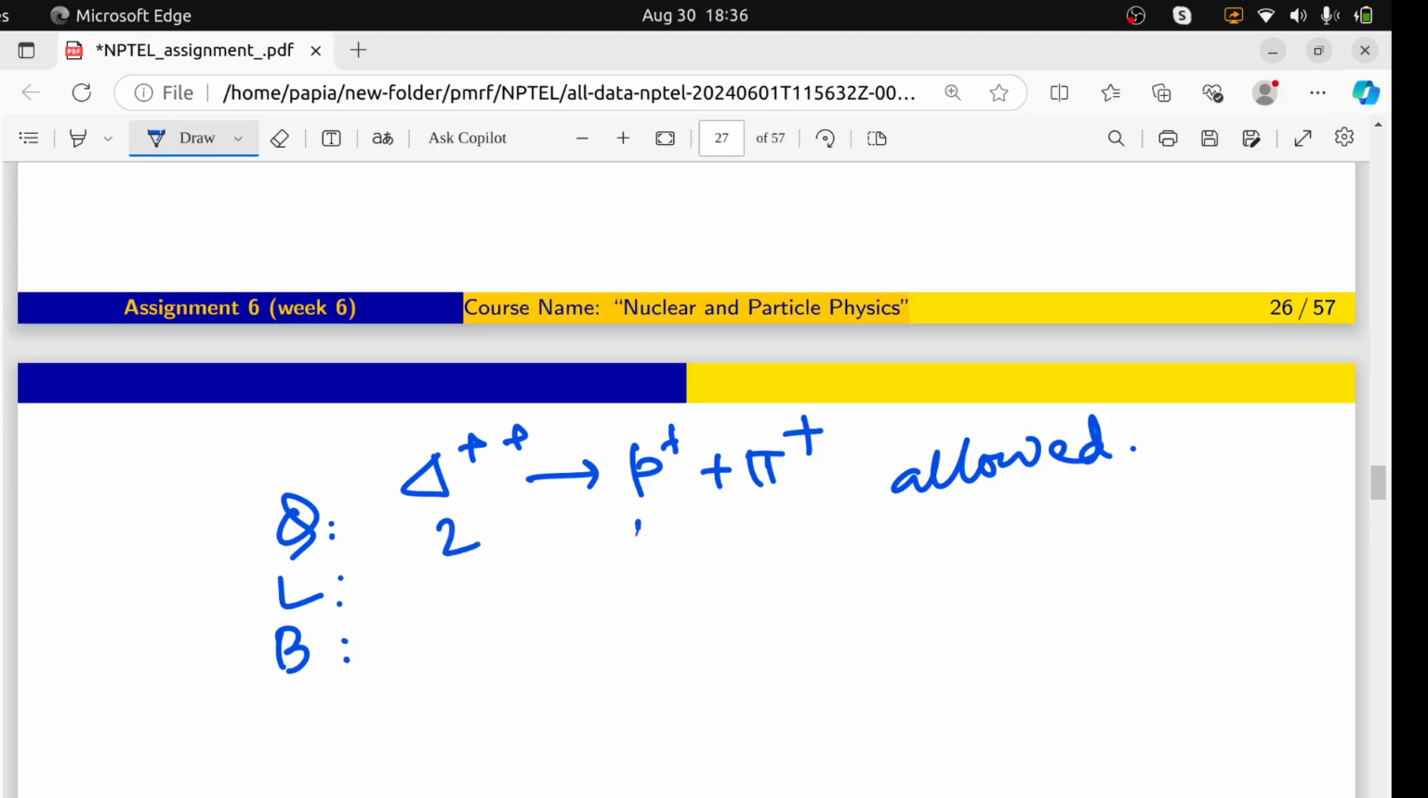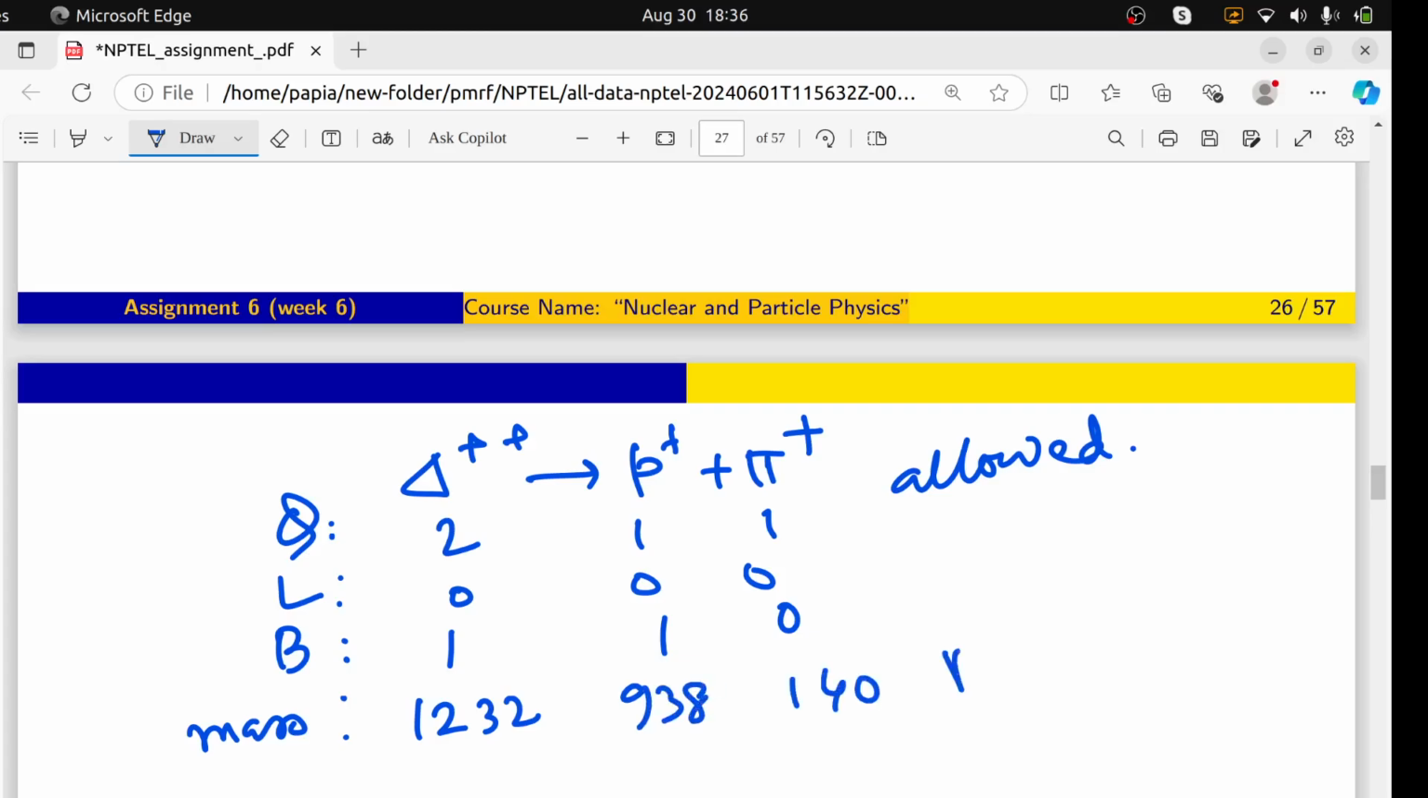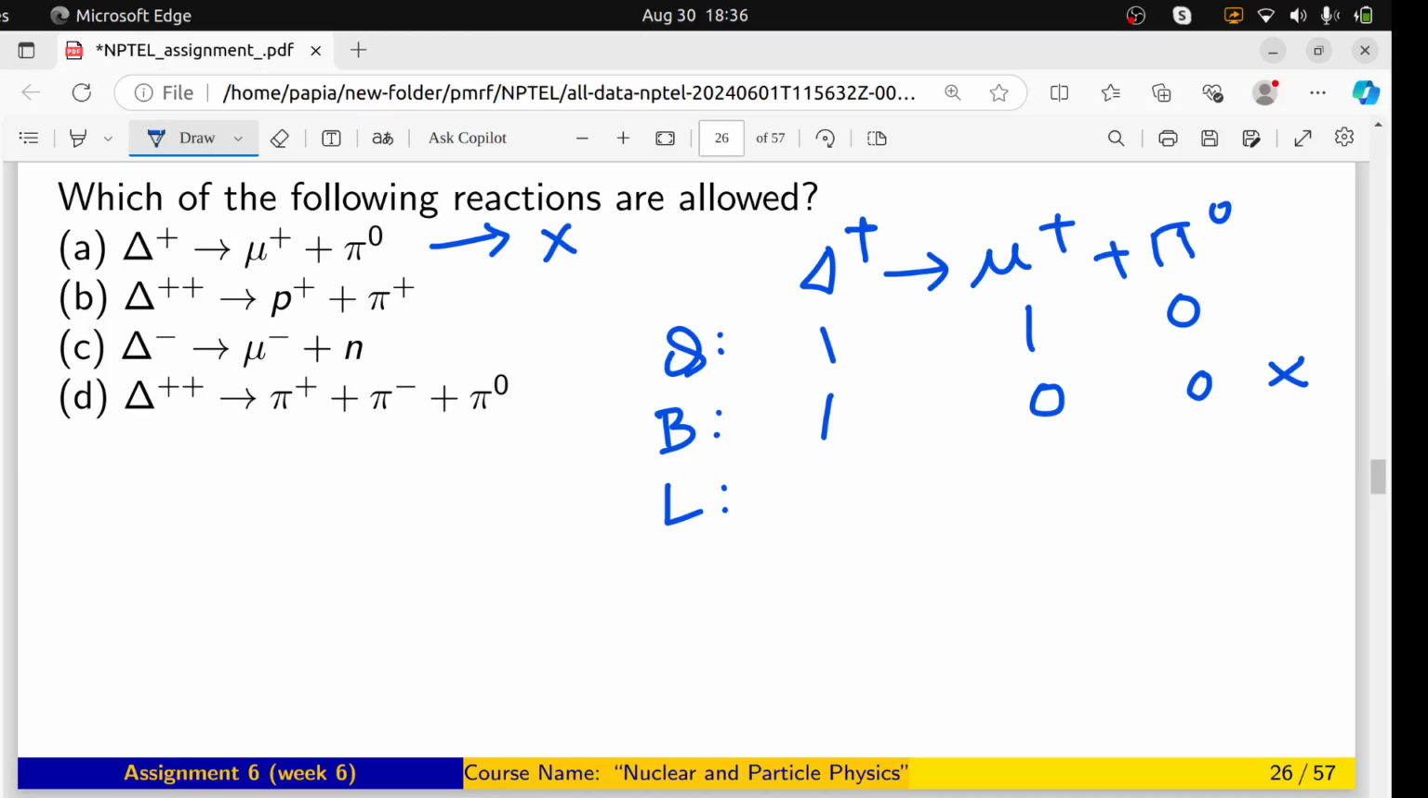Again I can write that one also. This is 2, 1, 1, 0, 0, 0, 1, 1, 0. And the mass is also fine. 1232, this is 938, this is 140. All the things are in MeV units. So that is also fine. Then strangeness is also fine: 0, 0, 0. So that is allowed.